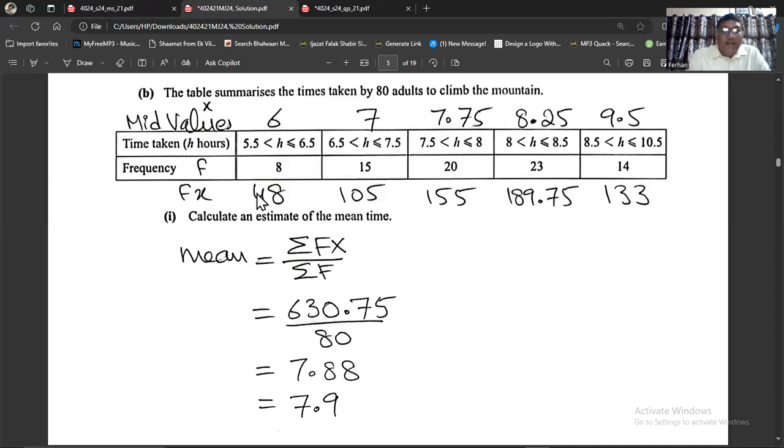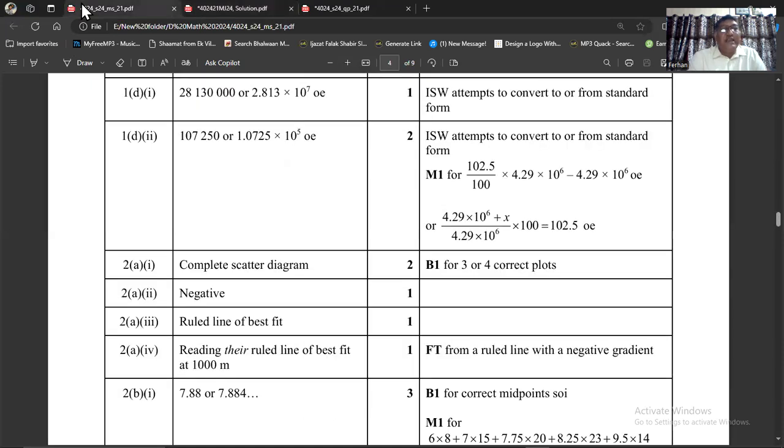So what I will do, I will add 48 plus 105 plus 155 plus 189.75 plus 133 equals to, and that will be 630.75. In the same way, I will add up all the frequencies, 8 plus 15 plus 20 plus 23 plus 14, and that will be 80. So I will divide 630.75 divided by the 80, and that will be 7.88. When I will round it off, it will be approximately 7.9. So the mean is 7.9.